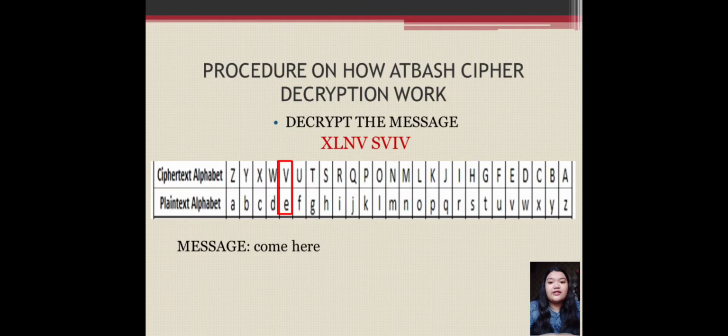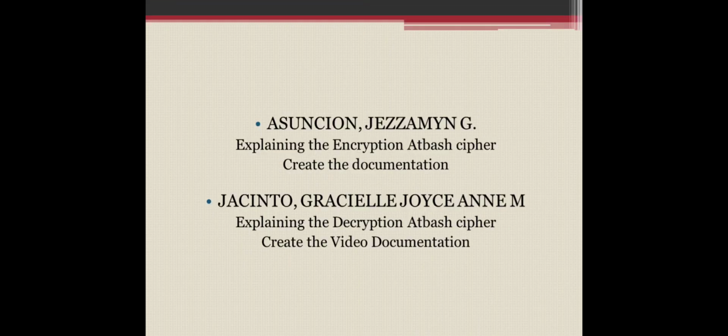For the last letter, the column corresponding to V is E. So V decrypts to E, and the last letter in the message is E. And for our second word, the plaintext is here. So if we combine them together, our plaintext is come here. And that's how the Atbash cipher encrypts and decrypts.